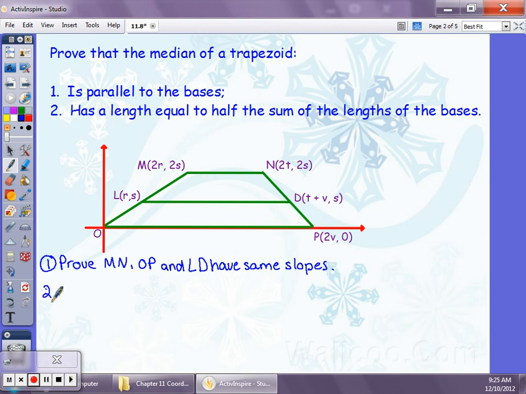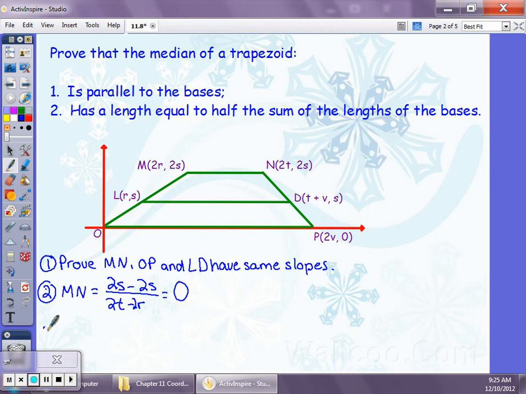So let's start by finding the slope of MN. So the slope of MN is going to be 2S minus 2S over 2T minus 2R, and that's going to equal 0, because 2S minus 2S is 0. 0 over anything is 0.